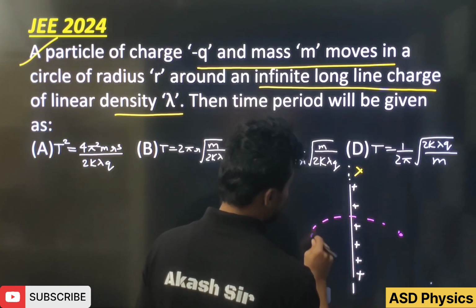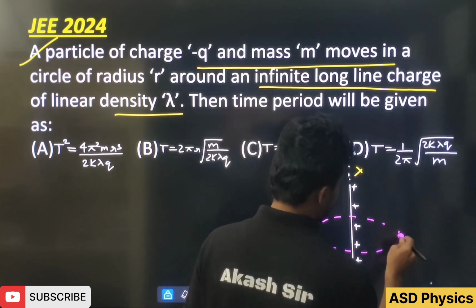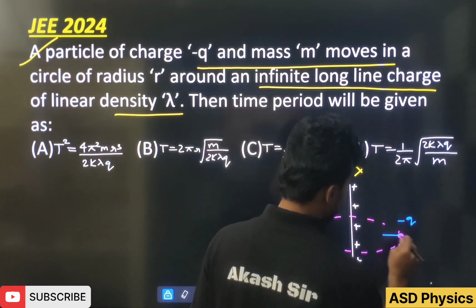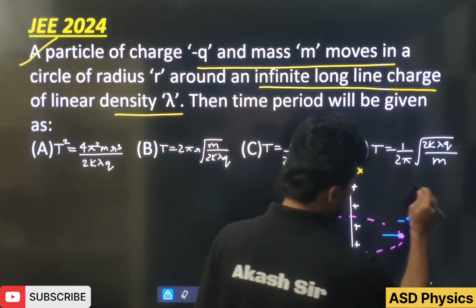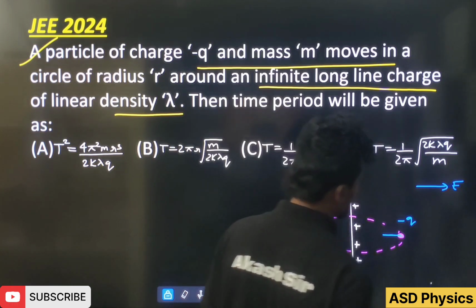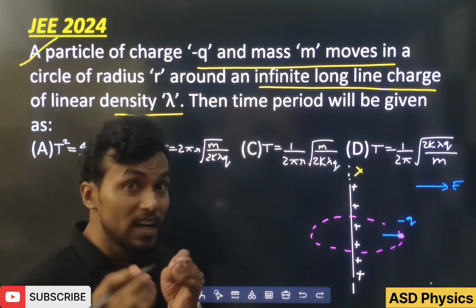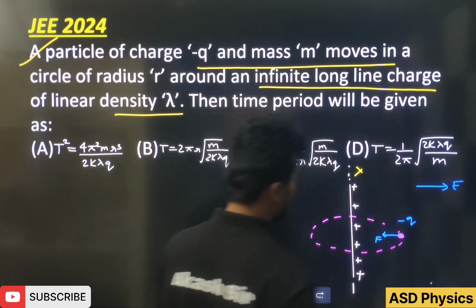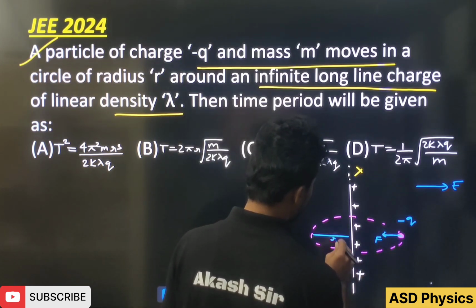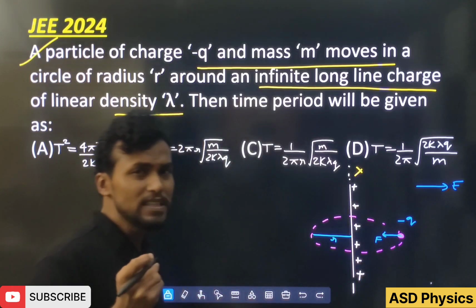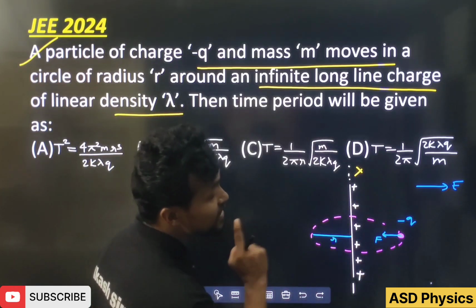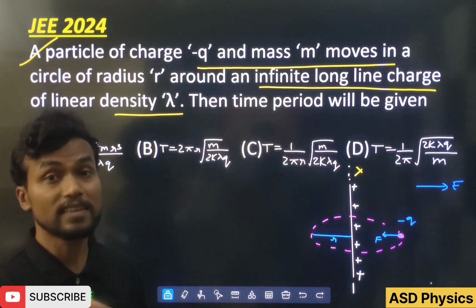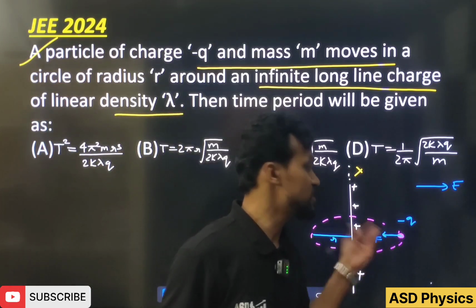It is revolving in a circular path like this. Remember that the charge is minus Q. So this is the electric field, in this direction. You know very well the negative charge always experiences force in the opposite direction of the electric field. So the force will be this much here, and the radius is R. As the charged particle is moving in a circular path, the resultant force, the centripetal force, will be provided by this force.